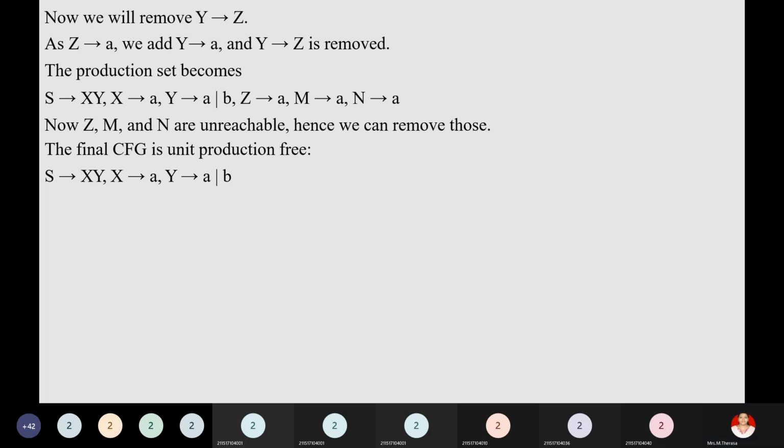So the productions become S tends to XY, X tends to A, Y tends to A or B. So here we have performed two operations. One is we eliminated all the unit productions and we have tried to minimize the grammar. So here we have obtained the reduced grammar.